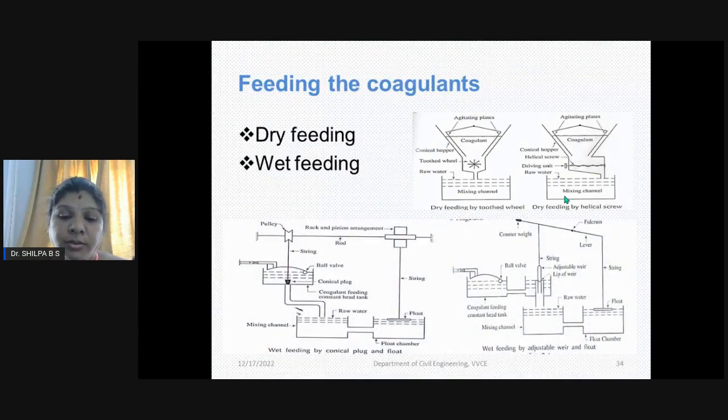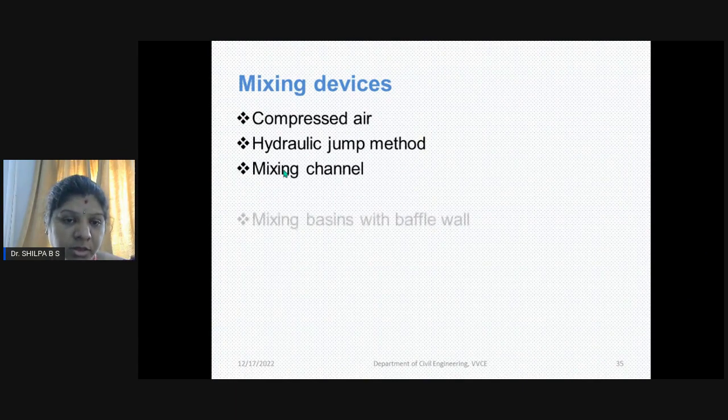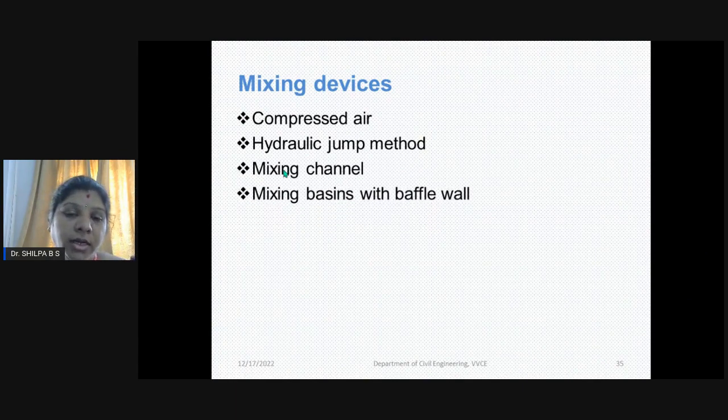And these are the conical plug and float, and the adjustable weir and float, the two methods that we can adopt if we want to go for wet feeding. So coming to the mixing devices, whatever coagulant is added should be mixed properly with the water.